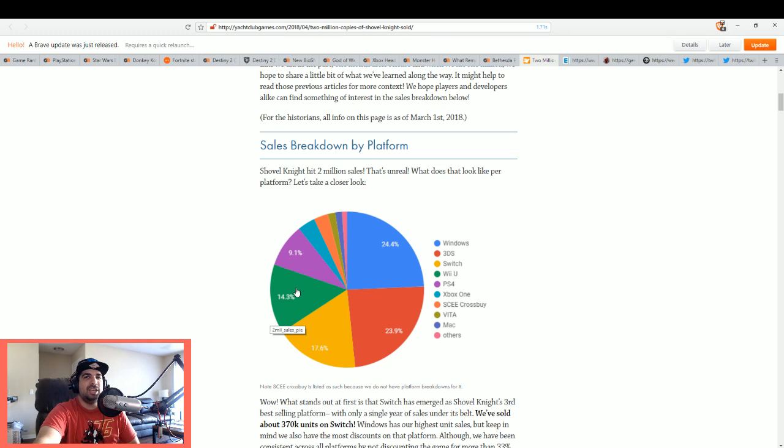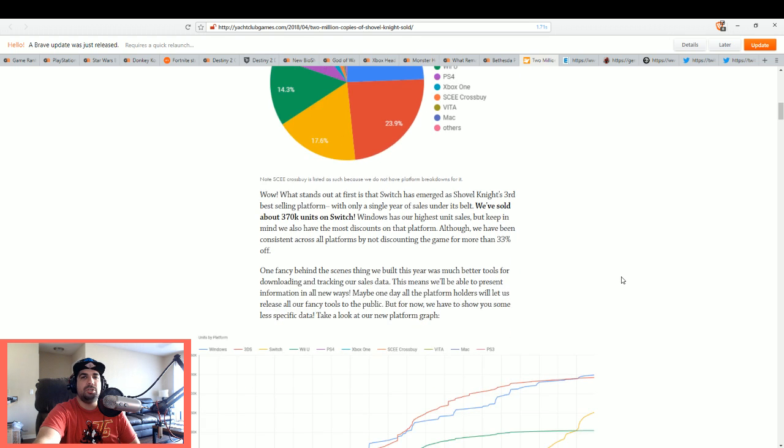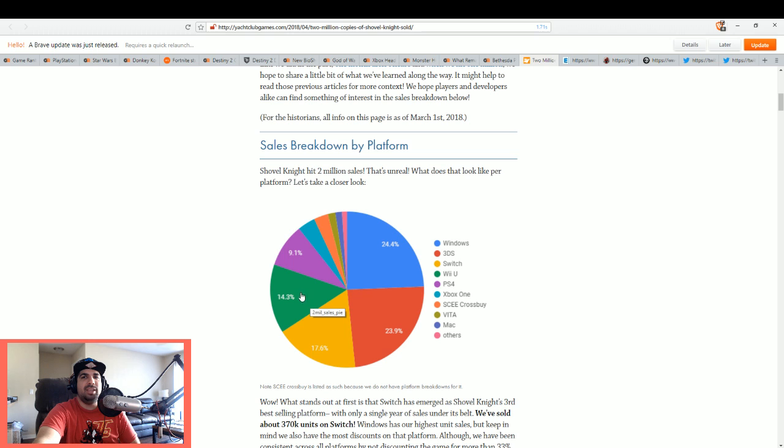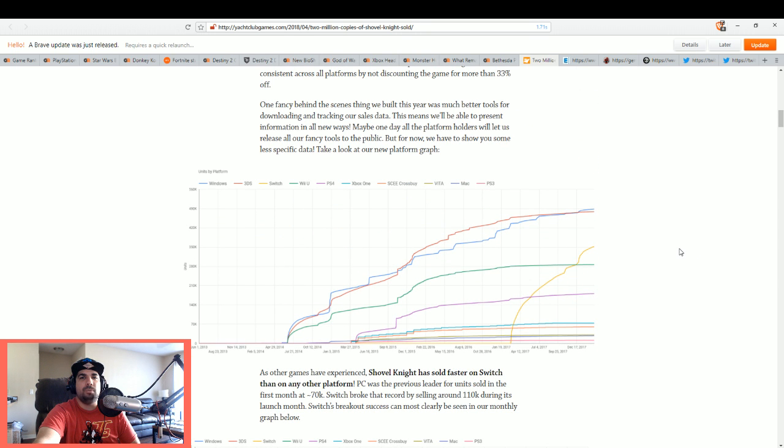But if you see, there's even a little bar for Vita. There's a little bar for Mac. But if you look at this, 17% of the game sales were from the Switch. And the Switch hasn't been out that long. So that is good. About 50% was 3DS and Windows. But a big chunk of it was actually through the Switch. So even though the Wii U is kind of dead and gone, you could at least thank Nintendo for 31% of your sales.